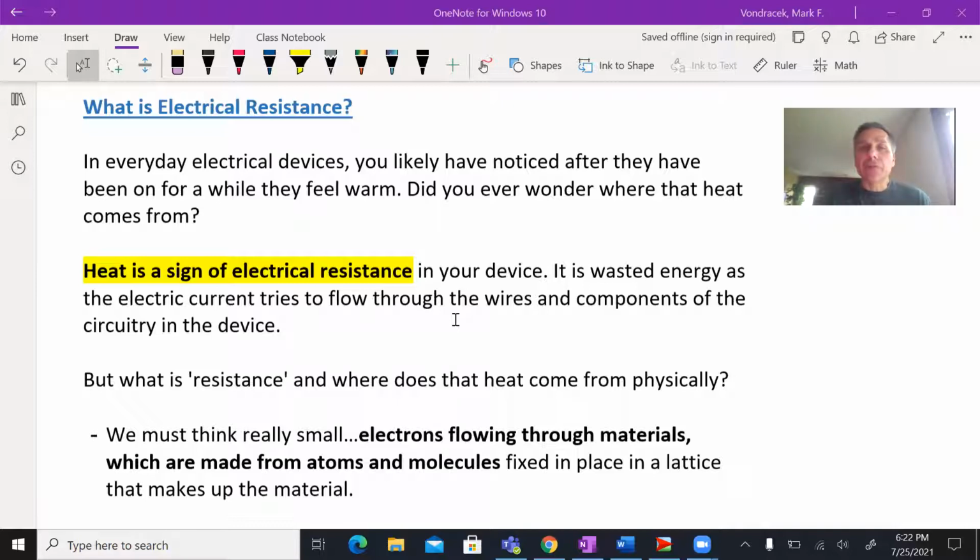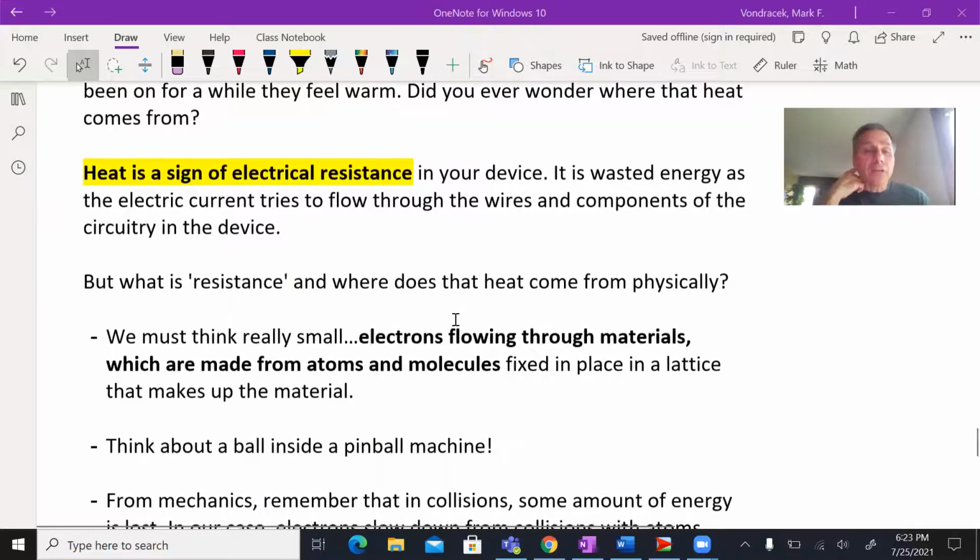Now for mechanics, we're used to heat being produced when you rub things, when you have friction. Some people think of resistance as kind of like an electrical friction. It's not exactly the same kind of thing, but a lot of people use that kind of analogy. So our goal is to try to figure out, where does this heat come from? What exactly is this resistance property that all materials have? Even wires, like electrical wires, copper, gold, silver, really good conductors of electricity, still get hot when you put an electric current through that.